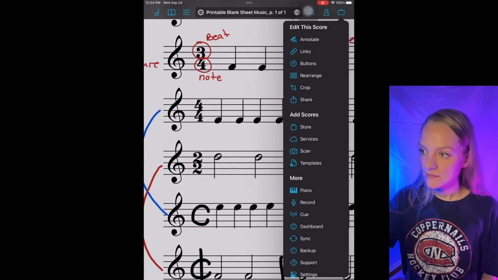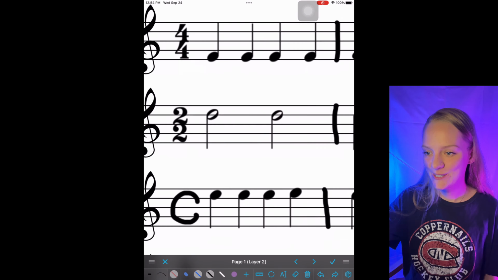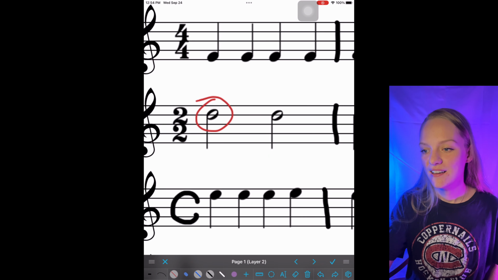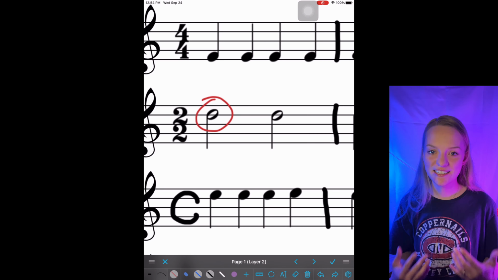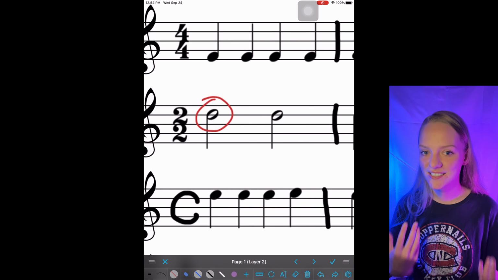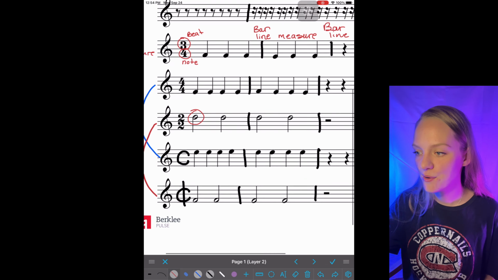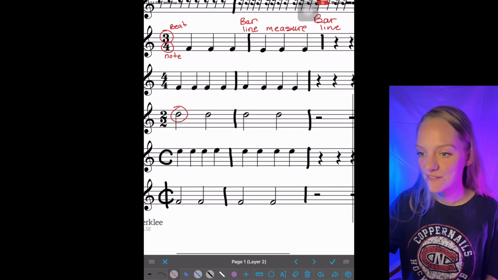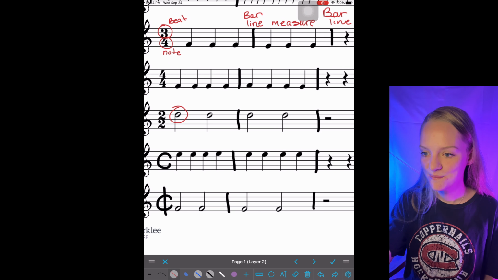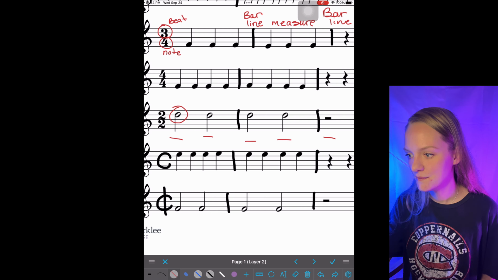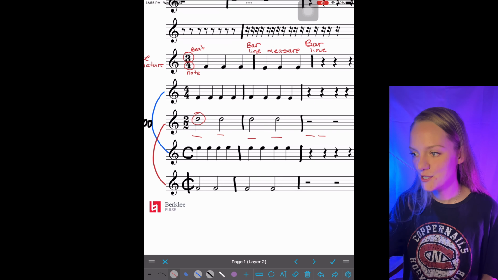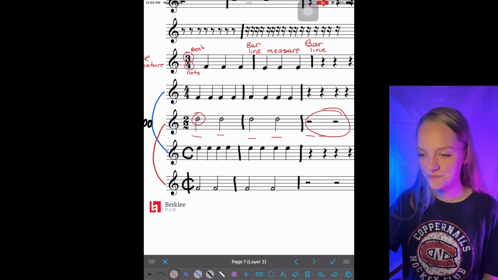So in this example, my half note gets the beat. So a beat is going to sound like ta, ta, ta, ta, right? So this is how I would count out these measures of 2/2 time, okay? Ta, ta, ta, ta. Okay, one measure of silence there.